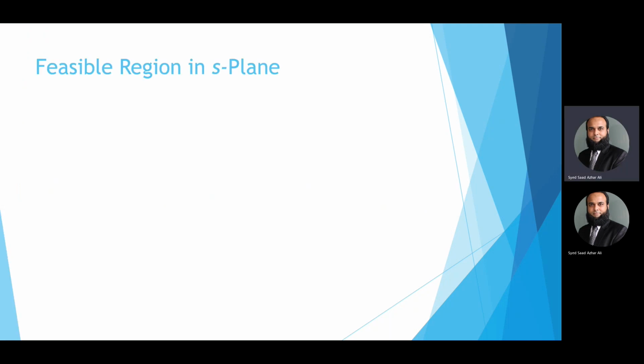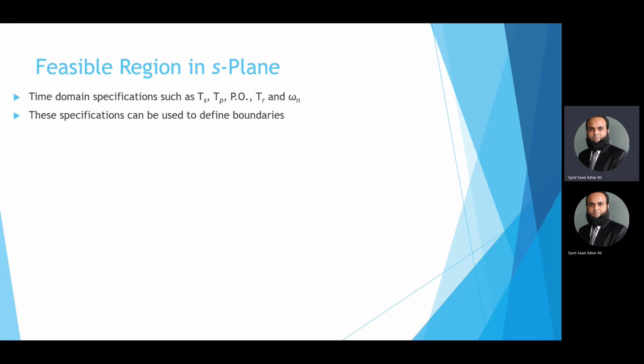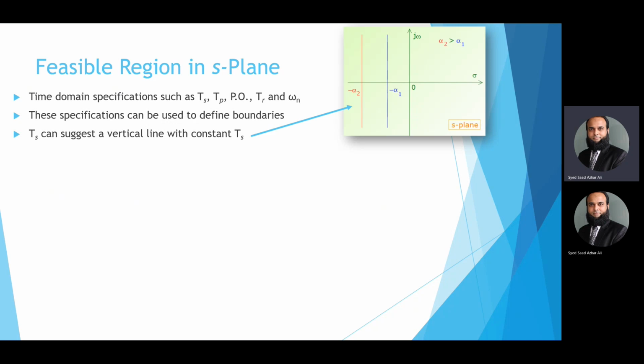So we have these specifications. You can see settling time, peak time, percentage overshoot, rise time, and omega n. As such, we don't have anything for rise time, so we just ignore it. We just keep the four: TS, TP, PO, and omega n. These specifications can be used to define boundaries. If you remember, the TS will give us vertical lines like this.